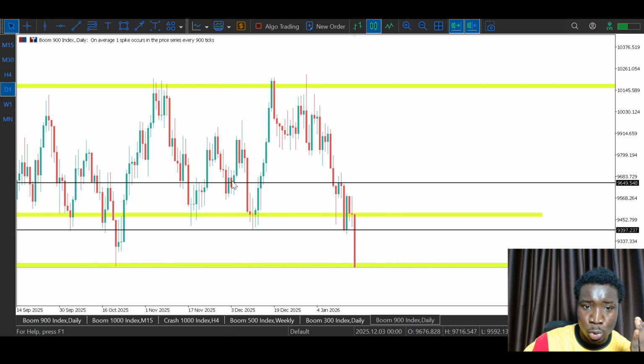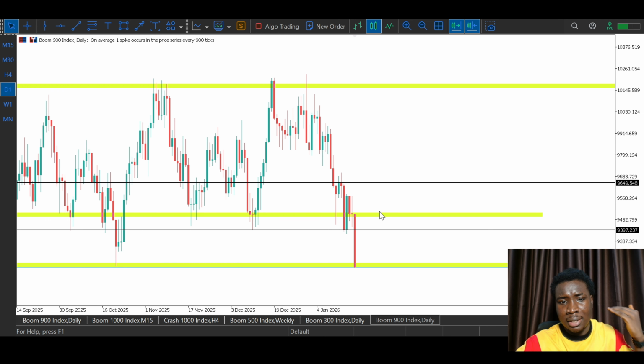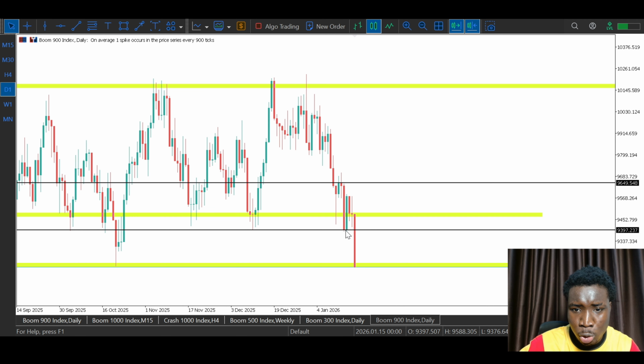This is 1, 2, 3. This is rejection 4, 5. So you can see the area has been respected countless of times. This is also one here, 1, 2, 3, 4, 5. So you can see it has been respected countless of times. So market moves from zones to zones. Okay, this is a resistance and also a support. Now this support has been broken, and it could flip to the other side and turn into a resistance.